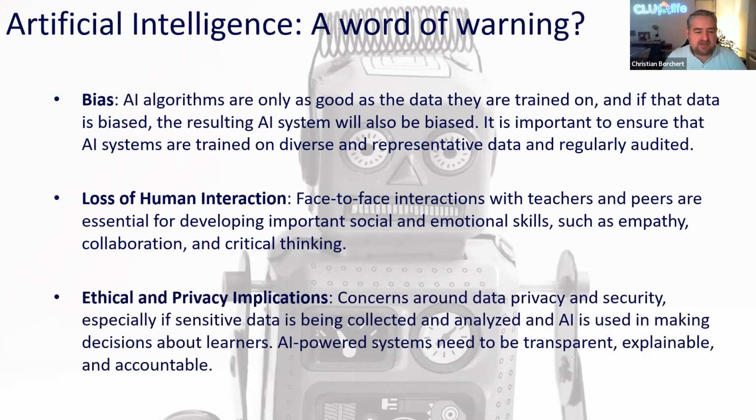And last one is ethical and privacy implications. So here, there's a lot of concerns about data privacy and security, especially if you analyze data of individual learners, you might take decisions on if we give them a promotion or not. So always be aware that artificial intelligence is not always infallible. So if you give those tasks into the hand of artificial intelligence, be really sure to consider those ethical and privacy implications, and make your system transparent, explainable, and also accountable for the future.